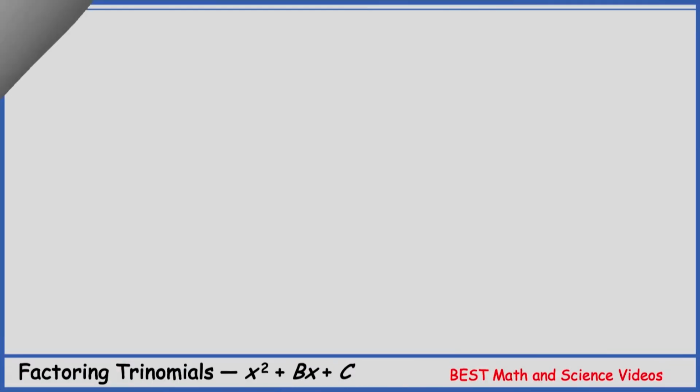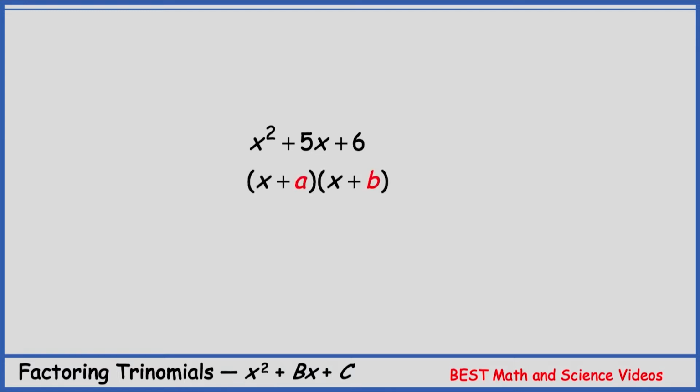Here's an example. How can you factor the expression x squared plus 5x plus 6? Factoring means writing the expression in the form x plus a times x plus b. But what are the numbers a and b? The sum of these numbers must equal the coefficient of x, in this case 5. The product of the numbers must equal the constant, in this case 6.